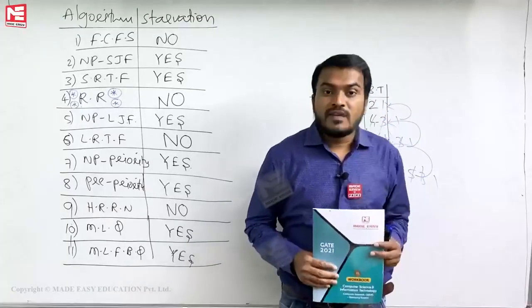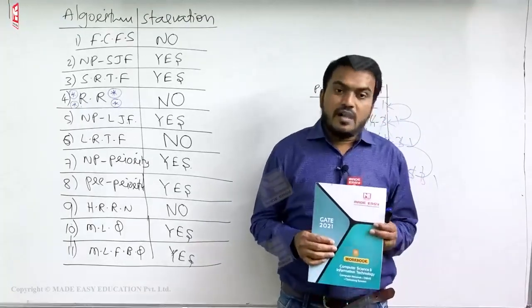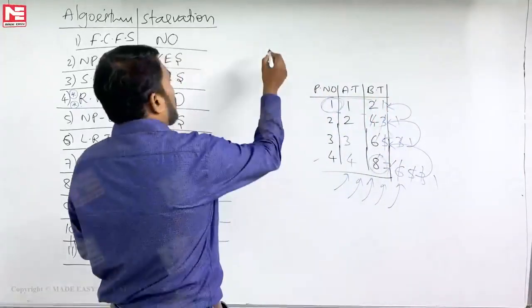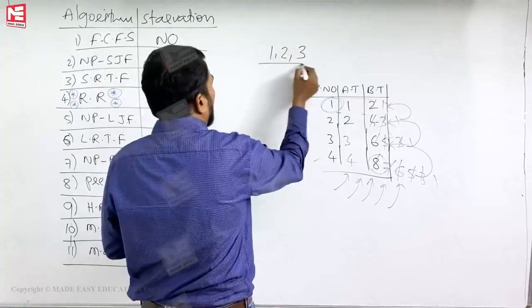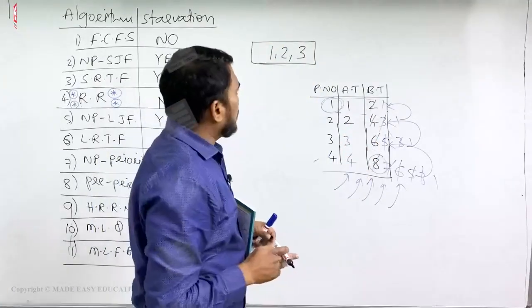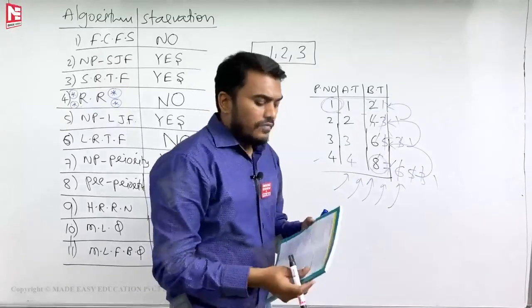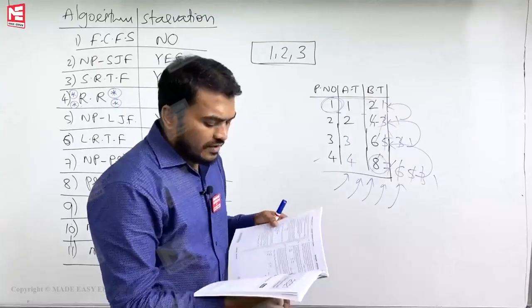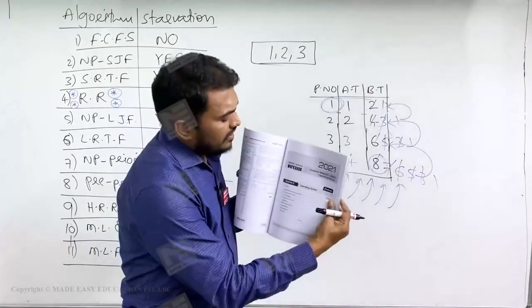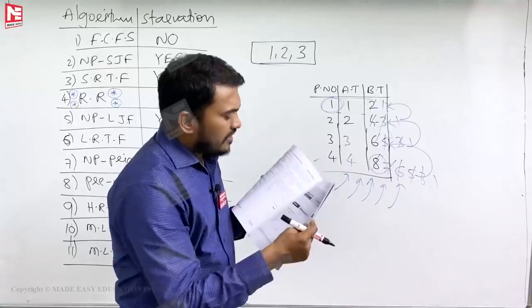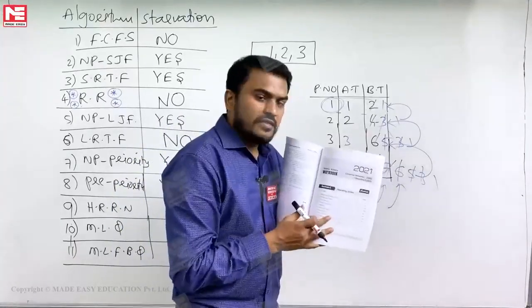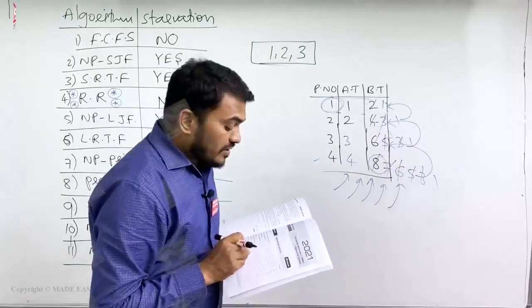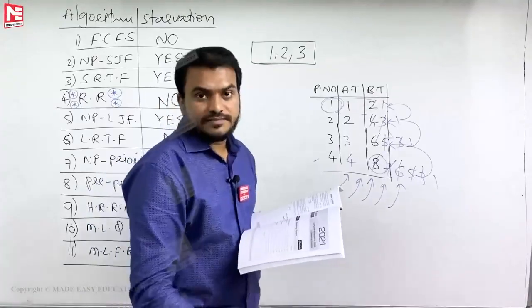About the workbook, listen to my instructions carefully. After this session, you need to solve workbook chapters 1, 2, 3 carefully. If you observe chapter 2, go to page number 73, where the operating system contents are given. Hope it is visible. In chapter 2, what is there? Chapter 2, processes and threads.